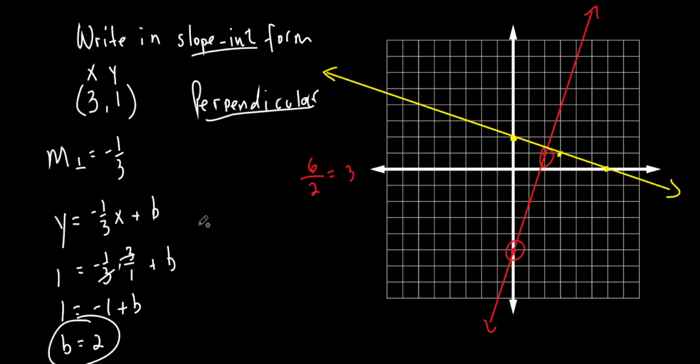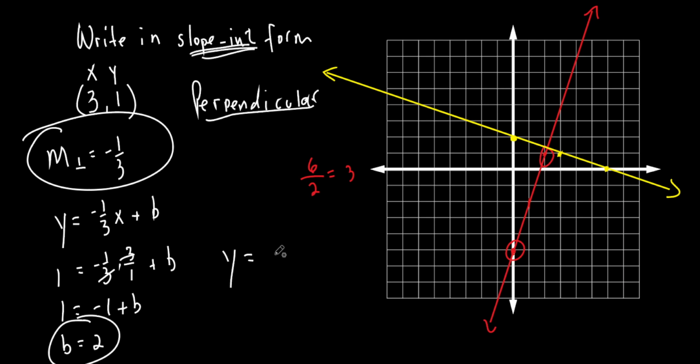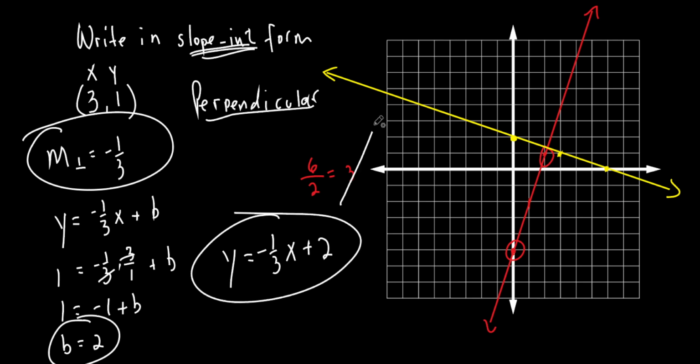So there's my y-intercept, there's my slope. Put it all together because they want it in slope-intercept form. What's it going to be? y equals negative 1/3 x plus 2. Isn't that the graph of that yellow line right there? Absolutely, because it's got a y-intercept of 2, it's got a slope of negative 1/3, and there you go.